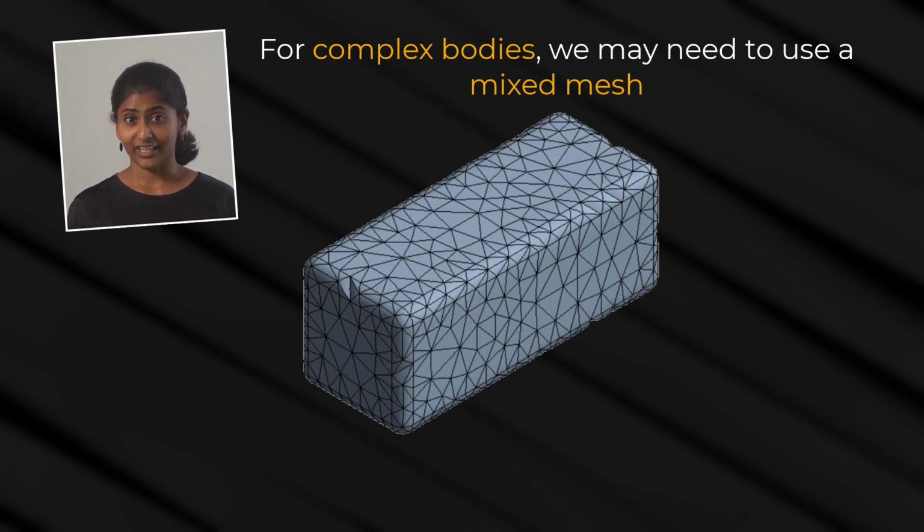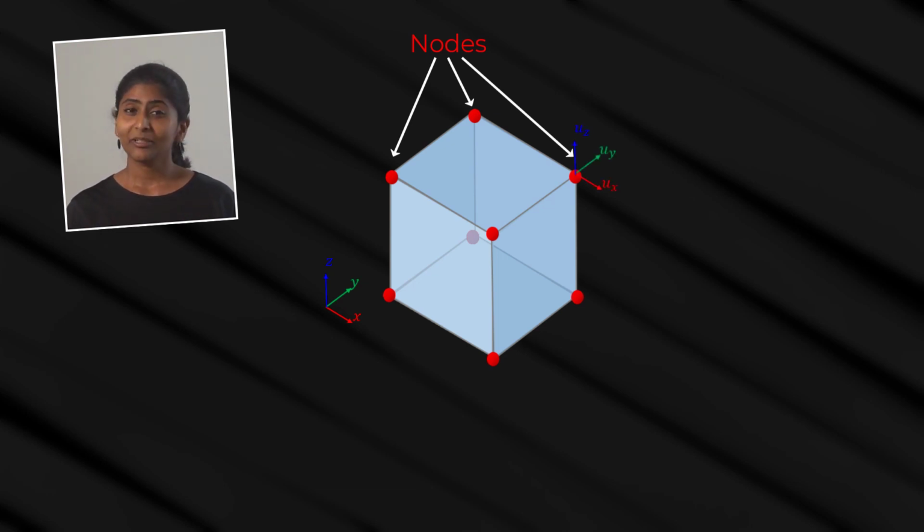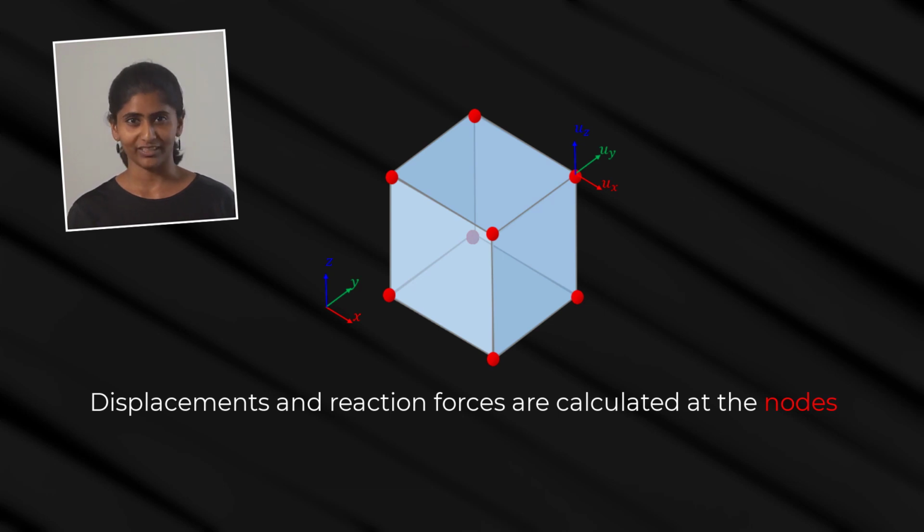When such situations arise, which is common in practical applications, it is important to understand how the different element types may affect the results and how to use that knowledge to inform our choice of element shape and order. But before that, let's first understand the basic attributes of a solid element in a 3D stress analysis. A solid element is made up of nodes where each node has 3 degrees of freedom, displacements in x, y, and z directions. The displacements and reaction forces for the element are calculated at the nodal locations.